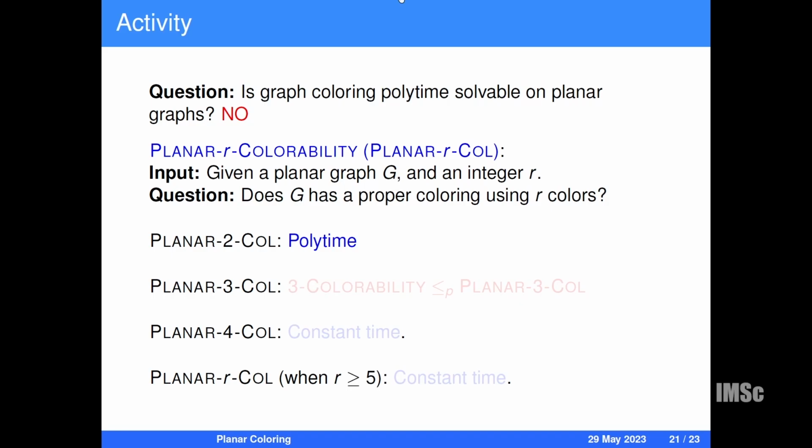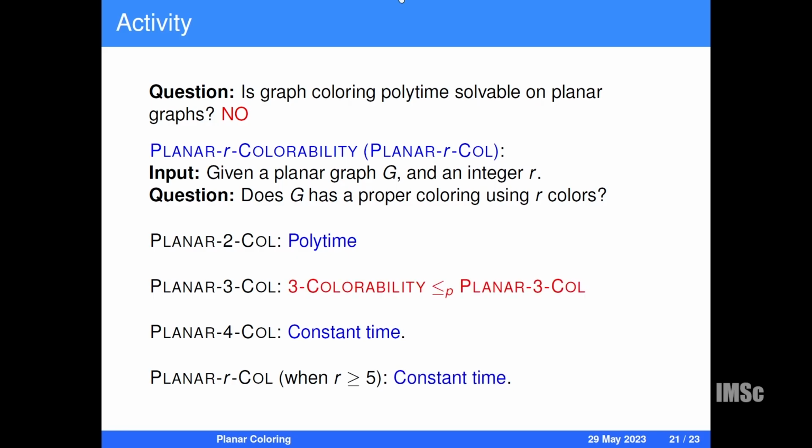Now let me ask this question: what happens to 4 and 5? Planar 4 colorability. I give you a planar graph and ask whether it is 4 colorable. What will be your answer? Do you need to compute something? No, right? You know that something already exists. Yes, there exists a 4 coloring to it. All you need to say is yes. What about 5 coloring, 6 coloring, 7 coloring? All of them are definitely yes, because you know 5 coloring is yes.